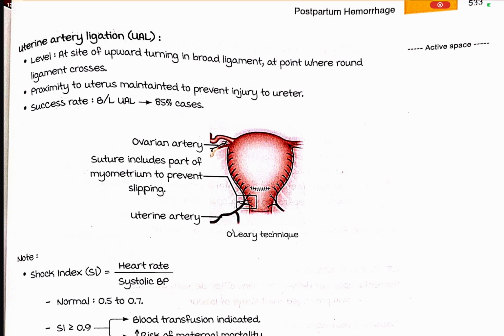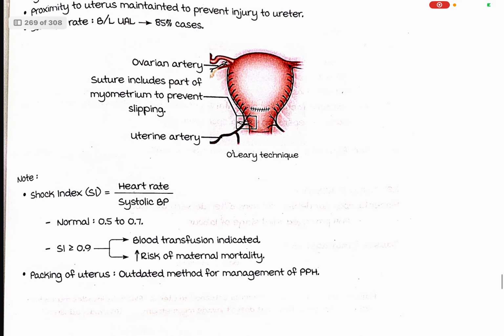Uterine artery ligation: level at the site of upward turning of the broad ligament, at the point where the round ligament crosses. Proximity to the uterus is maintained to prevent injury to the ureter. Success rate of bilateral uterine artery ligation is 85% of cases. O'Leary technique: the uterine artery suture includes part of the myometrium to prevent slipping. Uterine artery, and ovarian artery at the top.